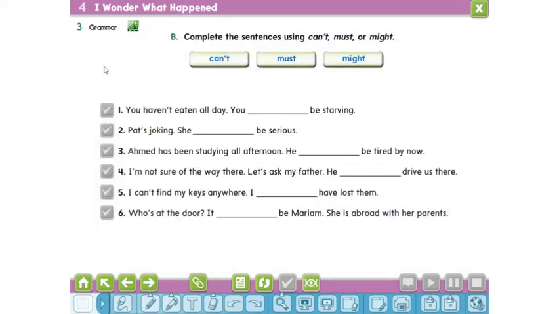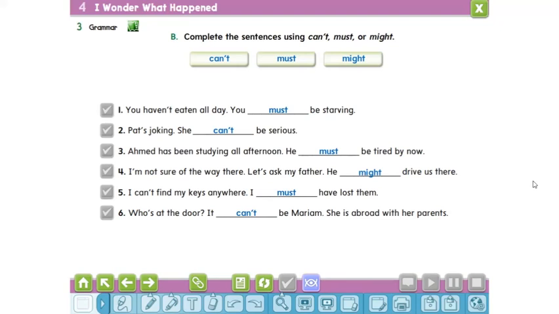Let's move to the second task, and we need here to complete the sentences using can't, must, or might. Okay, about probability, possibility, speculating about something. So pause the video again and answer yourself. Then you check the answers with me. Very good. Let's see the answers. Number one, you haven't eaten all day, so you must be starving.